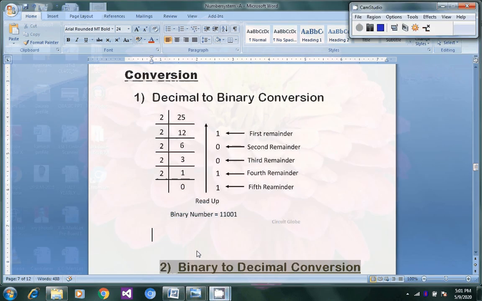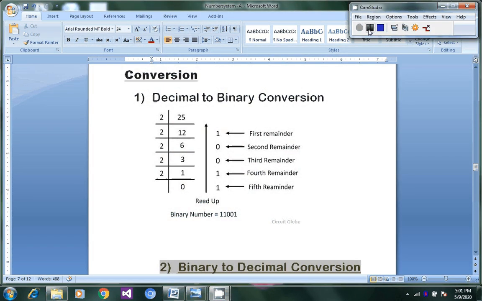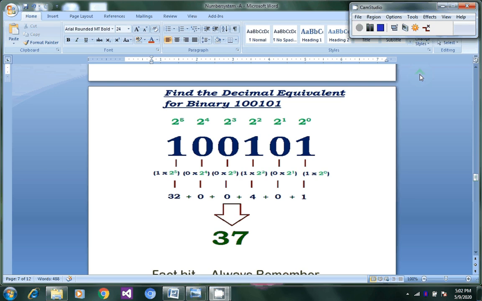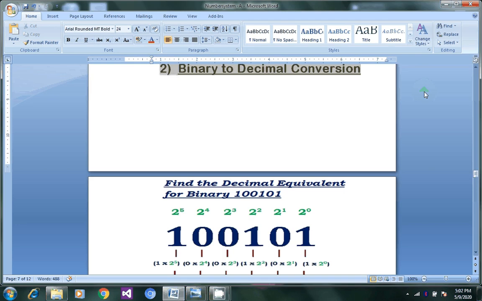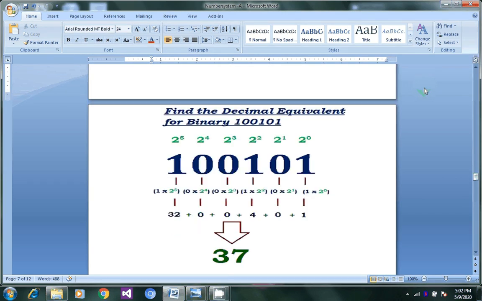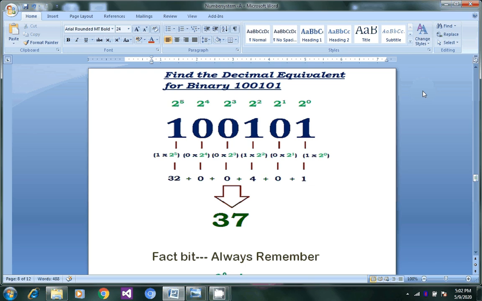Now we are going to discuss binary to decimal conversion. Next conversion is binary to decimal conversion. See this example. Multiply each digit with 2 to the power of 0, starting from the very first digit from the right, that is 1 times 2 to the power 0, then 0 times 2 to the power 1, 1 times 2 to the power 2, 0 times 2 to the power 3, 0 times 2 to the power 4, and 1 times 2 to the power 5.